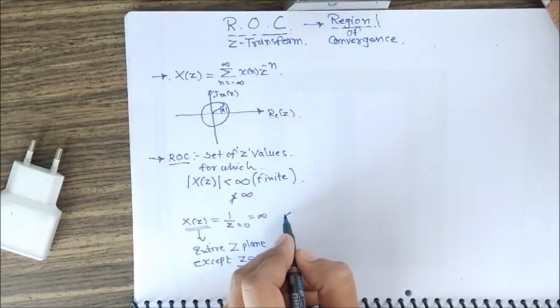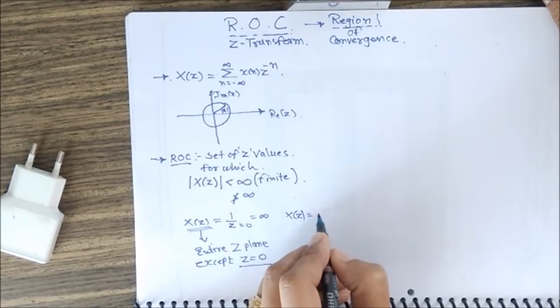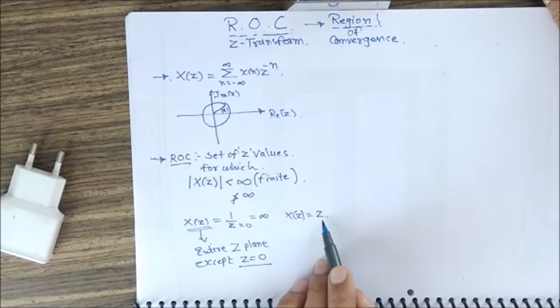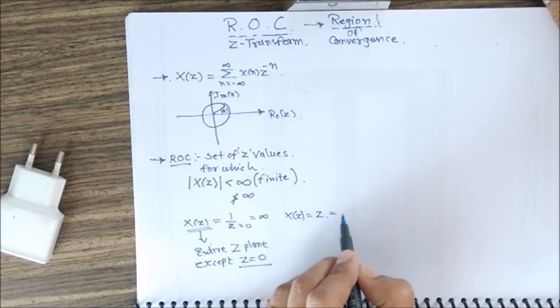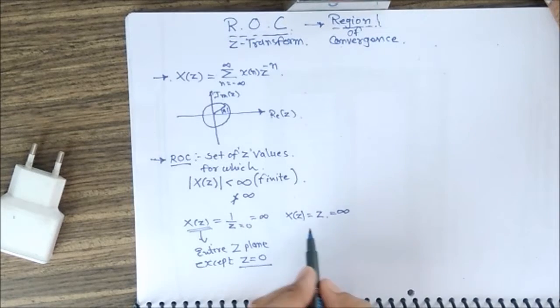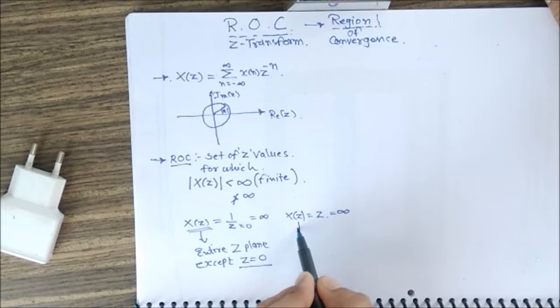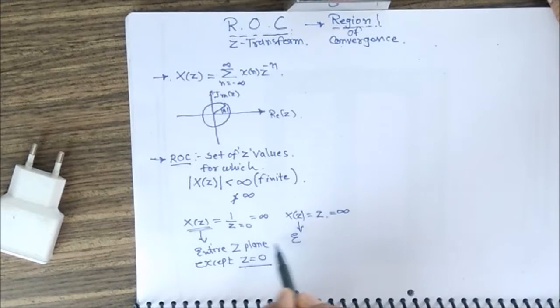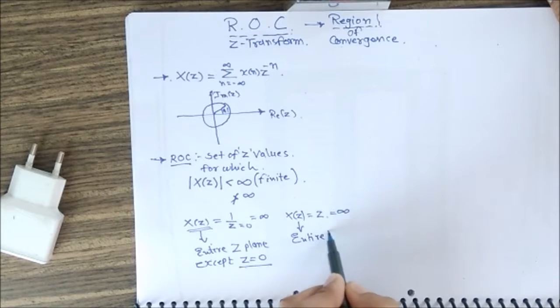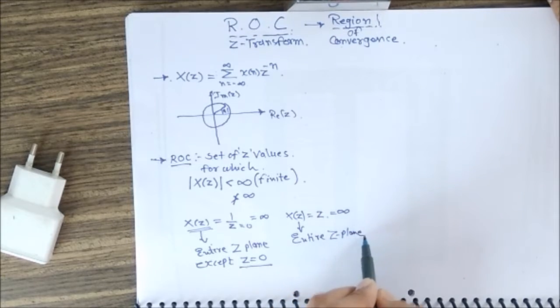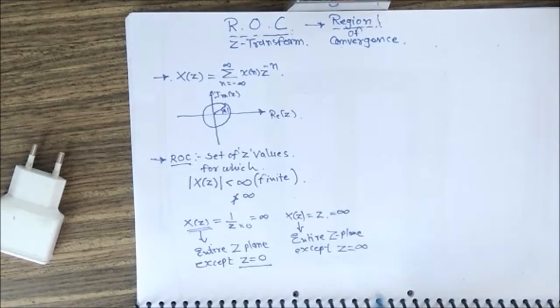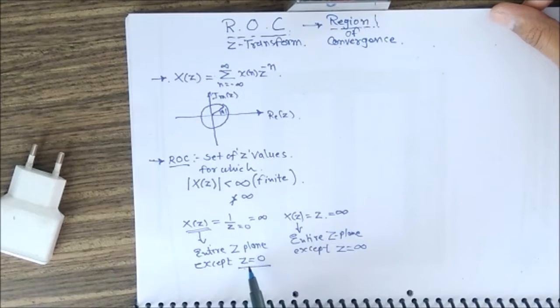Let's say another example, X of Z is equal to Z. If we put Z equal to infinity, then it goes to infinity. So Z equal to infinity is not in the ROC. For this, the ROC is the entire Z plane except Z equal to infinity. So it should not include Z equal to infinity in the region of convergence.